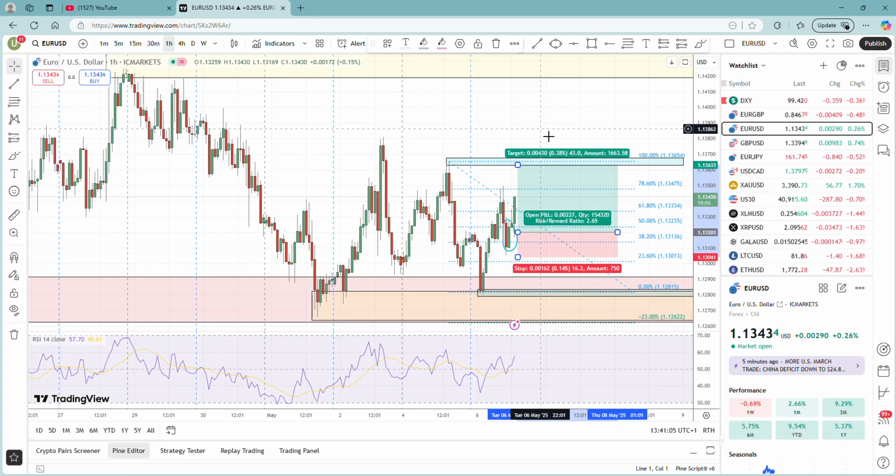So that is how you trade DXY in the USD pair. So we're over 10 minutes.